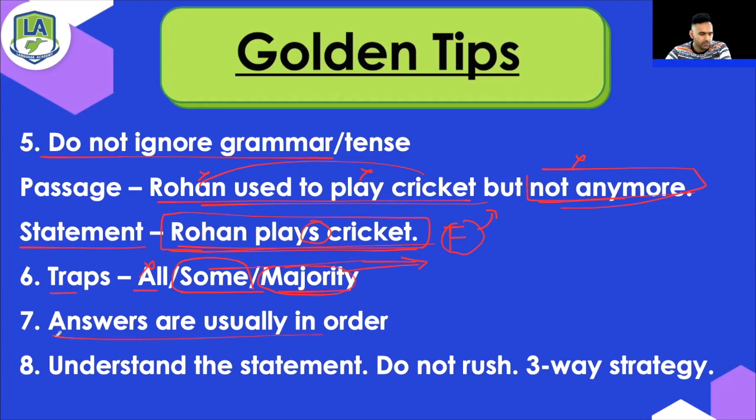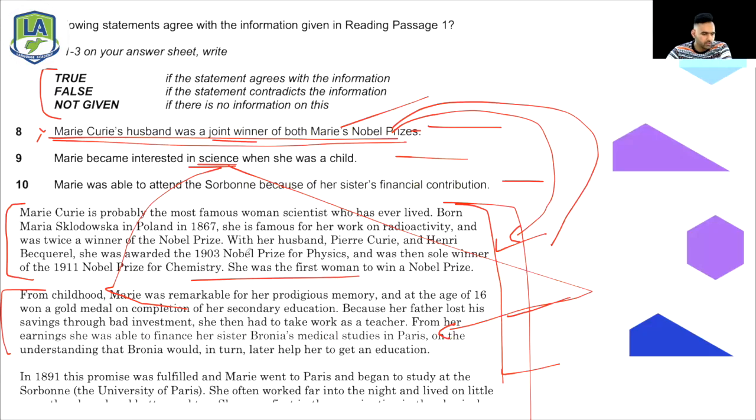All right, number 7, answers are usually in order. What do we mean by this? Let's say you have got number 8. In the passage, first of all, you will get the answer for number 8. Let's say you figure out the answer for number 8 here. And then the answer for number 9 will be after this. The answer for number 9 won't be somewhere here. So it's better you solve in order. Let's say you got the answer for 8 here, then you don't really need to read this again. You are 100% sure that you'll find the answer for number 9 here. Let's say the number 9 answer is here, then number 10 will be somewhere after. So this is how you have to do it.